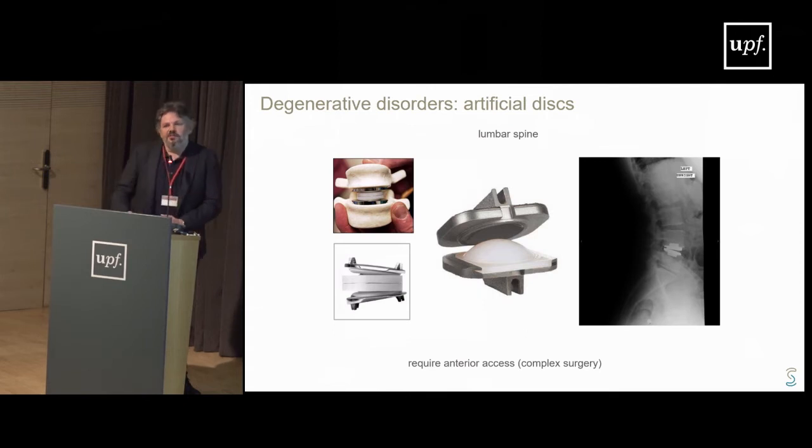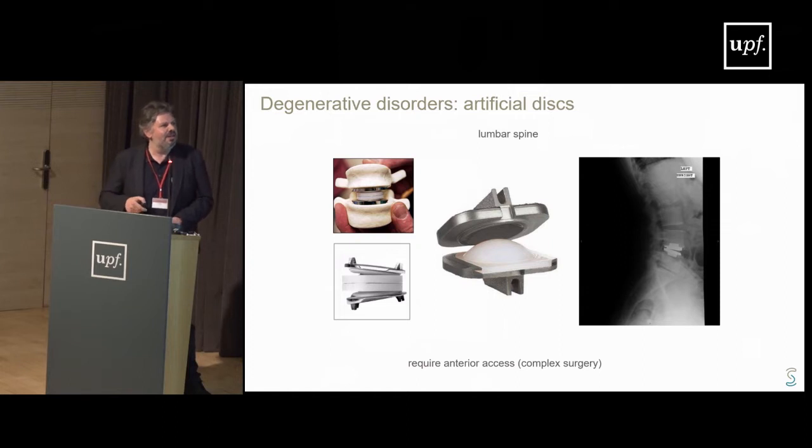Another philosophy of treating spinal disorders is using motion preservation implants. That's an example of an artificial disc. Here you don't try to make a fusion. You try to put something that is able to continue moving after the surgery, so it preserves the motion. Here you see some examples.